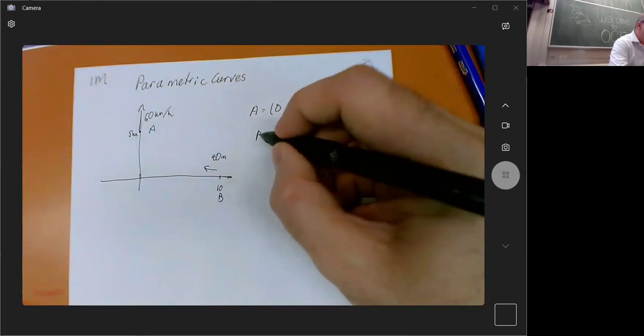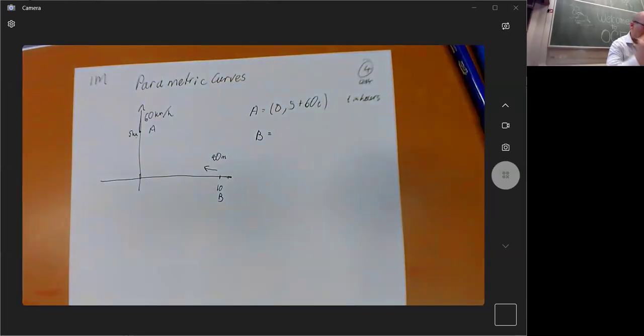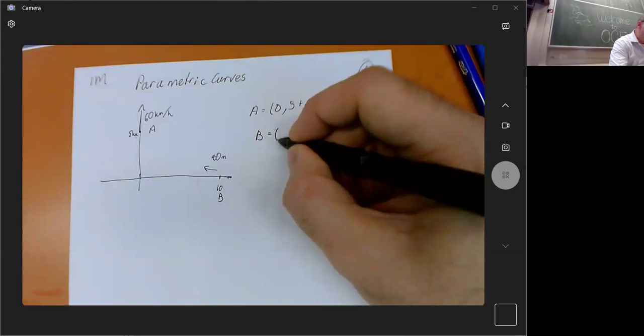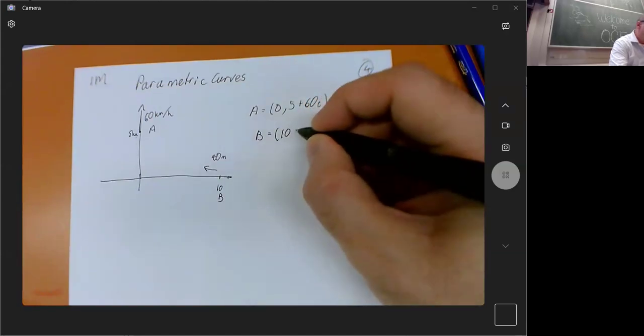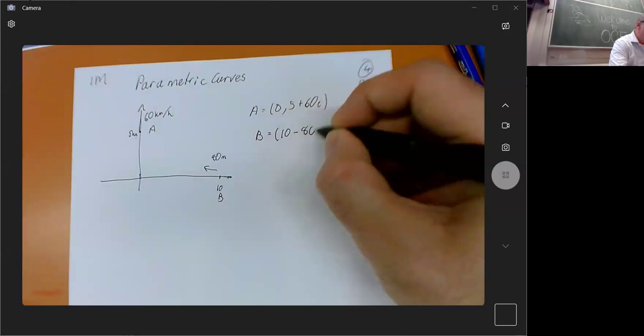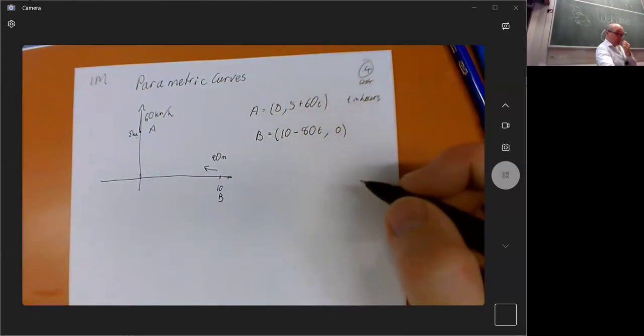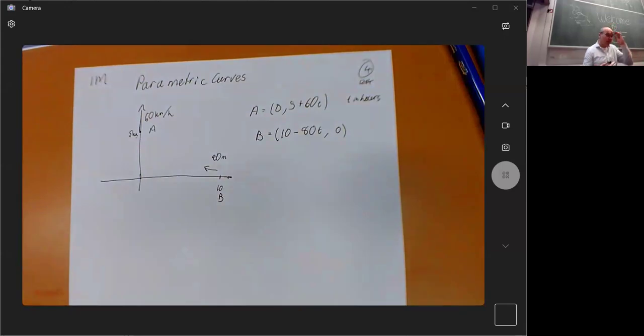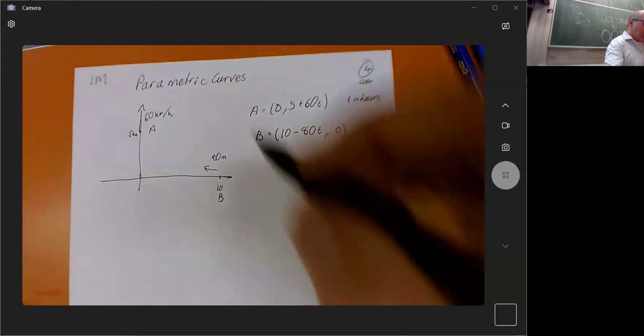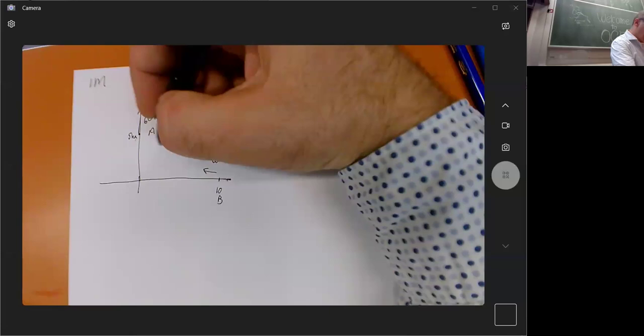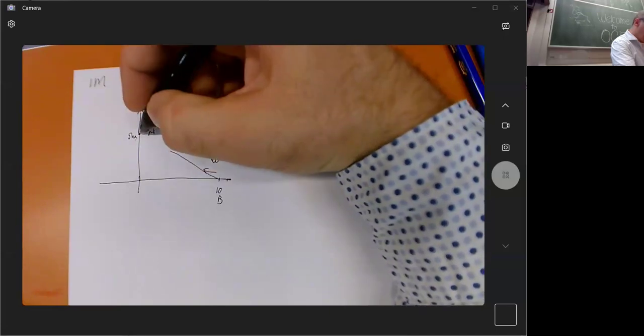Okay. And I can do the same thing for B. So B is going to be 10 minus 80t and 0. So I can create my parametric curves for this. Now, if I want to talk about the rate of change of the distance between the two cars at that instant, I can create a formula for this.